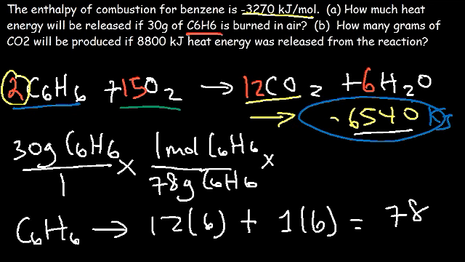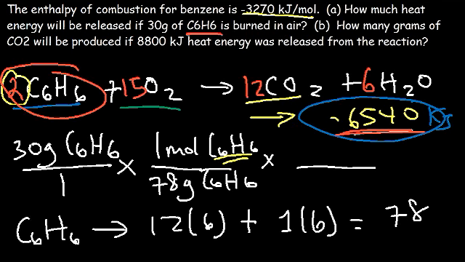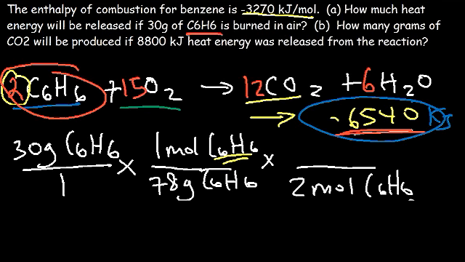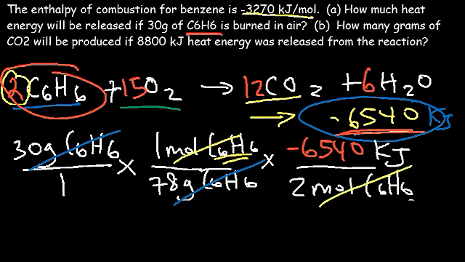So, since we have benzene, we need to use the 2. So 2 moles of benzene will release this many kilojoules of heat energy. So let's write that in the next fraction. So we have 2 moles of C6H6, and that's going to release negative 6540 kilojoules of heat. So the unit grams cancel and also moles cancel.